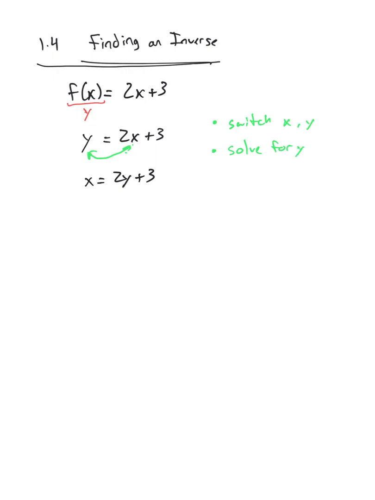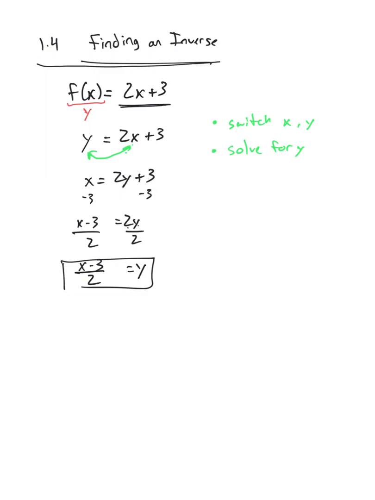Okay, so now we can just get y by itself. So subtract 3, 2y equals x minus 3. Y is being multiplied by 2, so divide by 2. Y equals x minus 3 all over 2. Okay, and that's the answer for the inverse of that first equation up there.